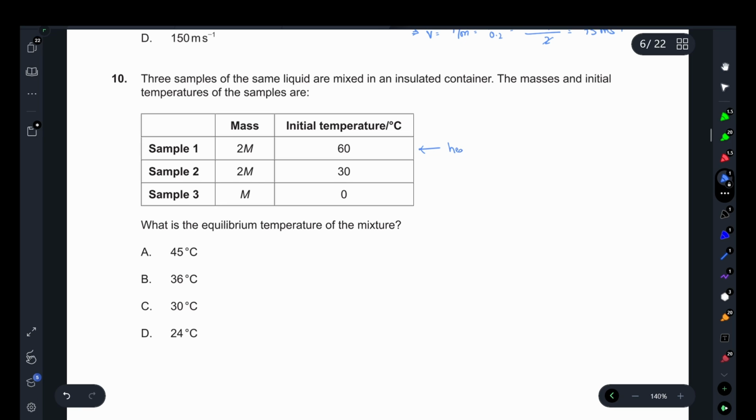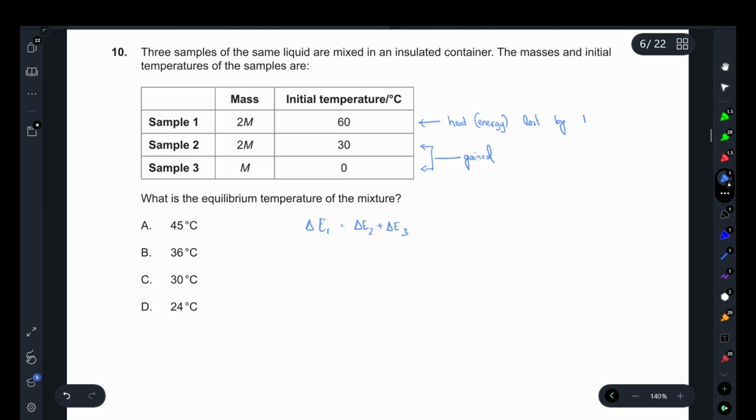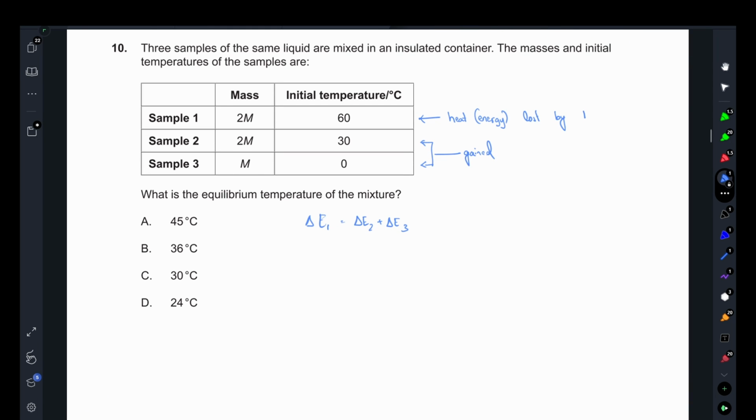You see that this is at the highest temperature, so any heat, which is energy, lost by this is gained by these two. So we can write this as delta E1 is equal to delta E2 plus delta E3 because of the conservation of energy. We'll assume that no energy is lost to simplify things.